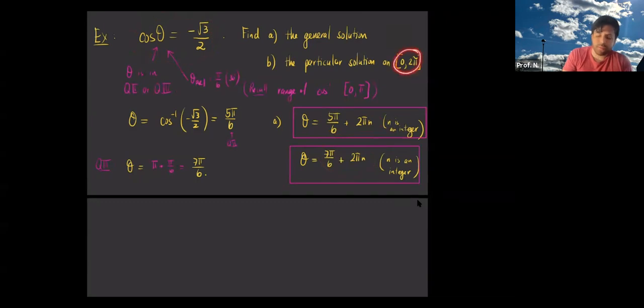And if I want to find only the angles in 0 to 2 pi, well, the only angles in 0 to 2 pi are the angles that we started with in the beginning. 5 pi over 6 is from 0 to 2 pi. And 7 pi over 6 is also from 0 to 2 pi. But do you see that the moment I add 2 pi to one of these angles, I'm already outside of this interval, so I can't include any more. These are the only ones. So this is my particular solution on the interval 0 to 2 pi.